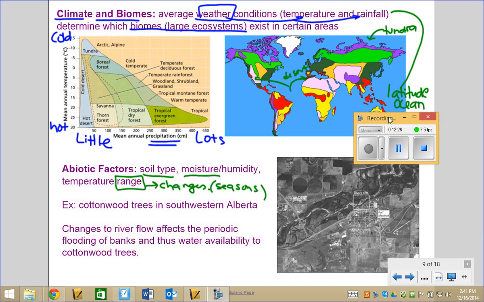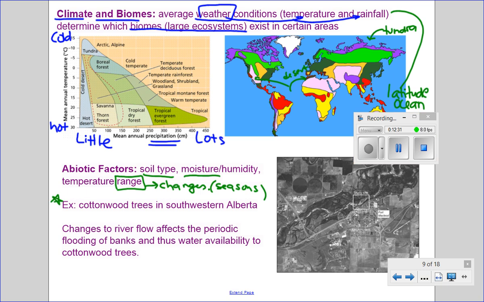Another good example that's based on an abiotic factor, because it comes from actual southwestern Alberta, which is us, we live there. The idea is that the river flows and it floods, and that's good. The trees like that. The trees require periodic flooding of the banks, otherwise there wouldn't be enough water available to them. So some trees like flooding, other organisms would not like flooding. So all of these factors would be specific to an individual organism and not to all organisms in general.